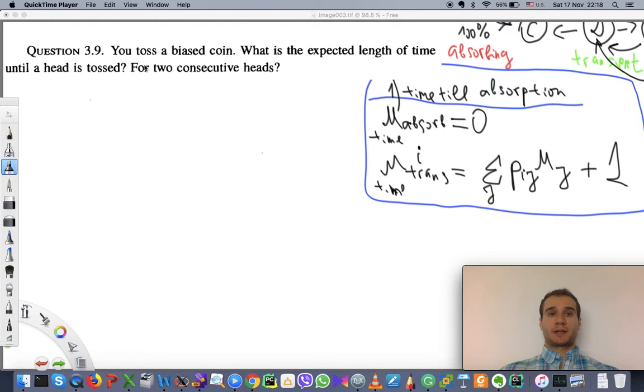And the question is, you toss a biased coin, what is the expected length of time until a head is tossed? In other words, how many times you need to toss the coin until you get a head? And part B for two consecutive heads.